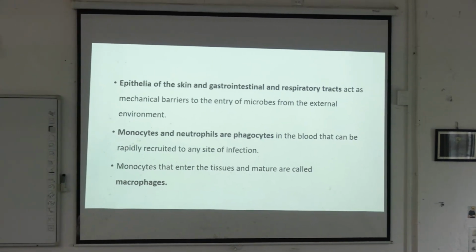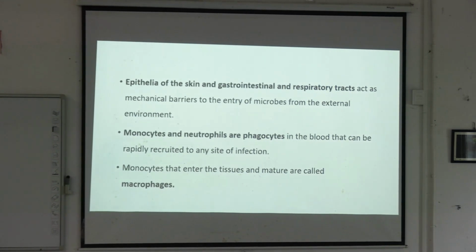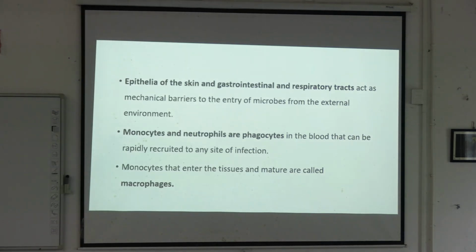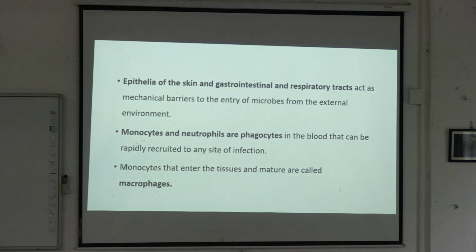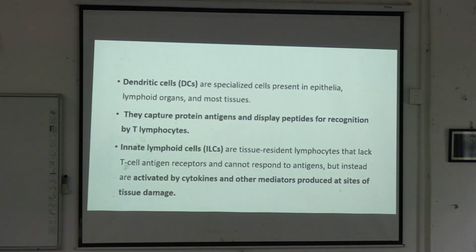Monocytes and neutrophils are phagocytes in the blood that can be rapidly recruited to any site of infection. Monocytes that enter the tissue and mature are called macrophages. Then dendritic cells are specialized cells present in epithelia, lymphoid organs, and most tissues. They capture protein antigens and display peptides for recognition by T lymphocytes. Innate lymphoid cells are tissue-resident lymphocytes that lack T-cell antigen receptors and cannot respond to antigen, but instead are activated by cytokines and other mediators produced at sites of tissue damage.